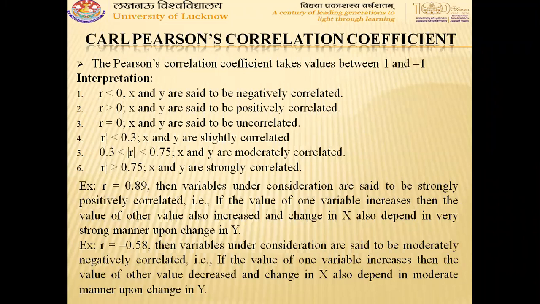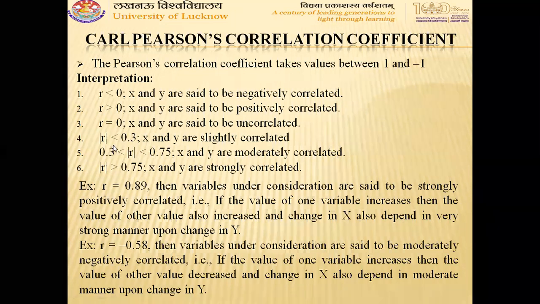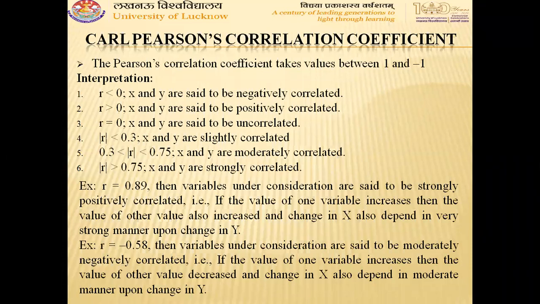That means non-linearly related. There is another manner of interpretation, which can be interpreted with the help of magnitude, that is mod of r. If the positive value of correlation is smaller than 0.3, that is, it lies between 0 and 0.3, then variables are said to be slightly correlated. If the positive value of correlation lies between 0.3 and 0.75, then variables are said to be moderately correlated. And if it comes out to be more than 0.75, then variables are said to be strongly correlated.